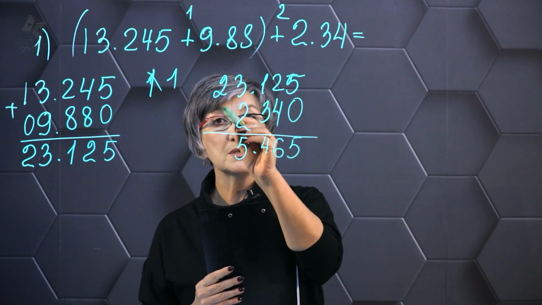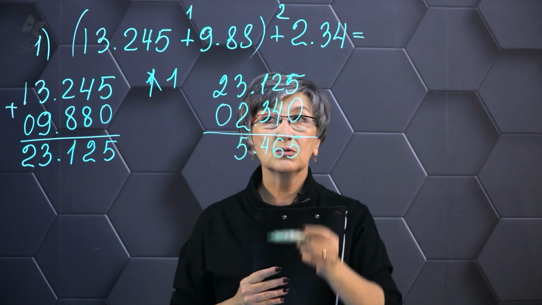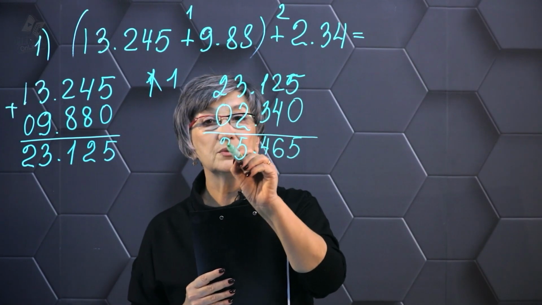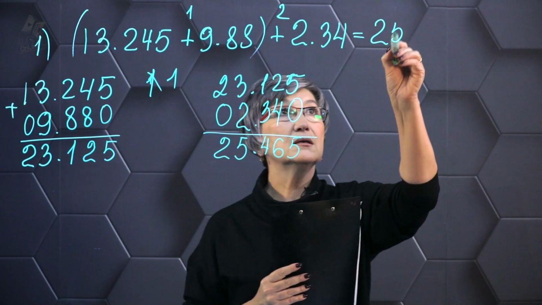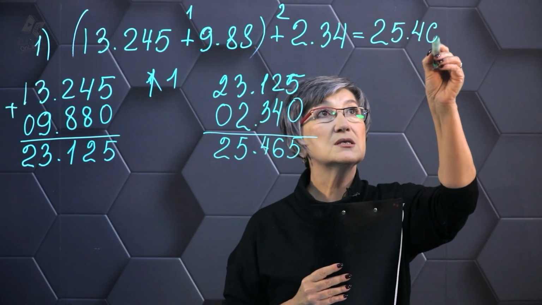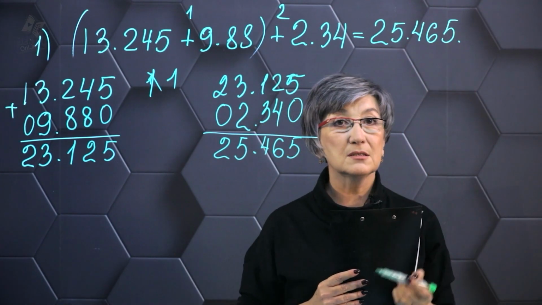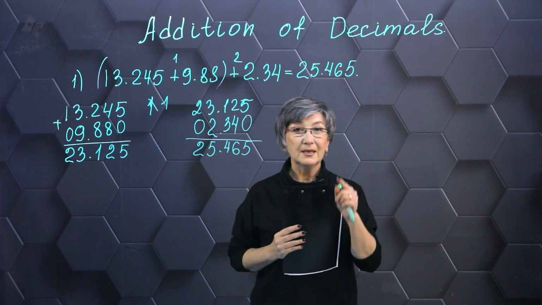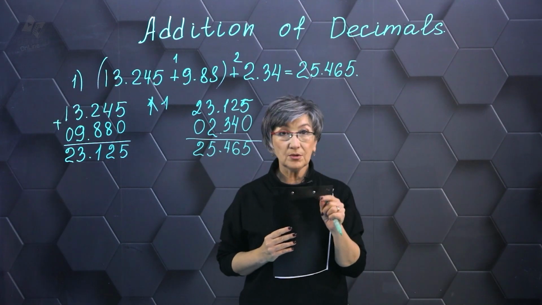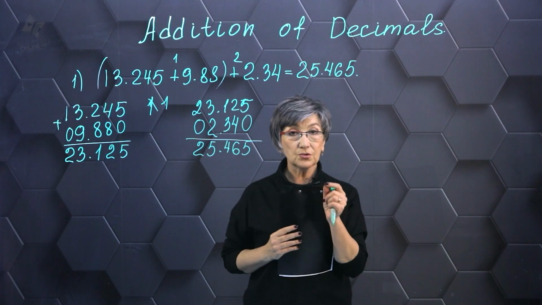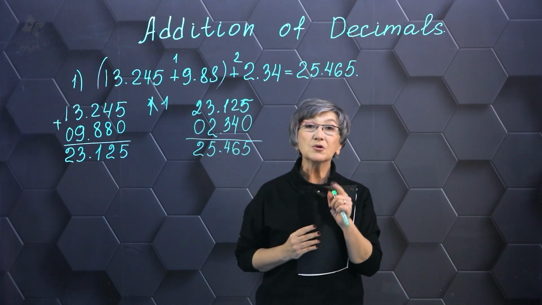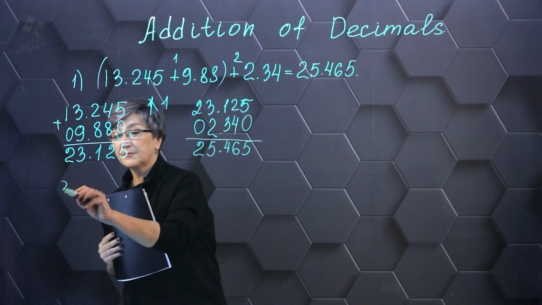Next, 3 plus 2 is 5. Again, I have no blank space, so I can safely write down 0. And 2 plus 0 would be 2. The resulting answer is 25 whole 465 thousandths. So guys, in order to add decimal fractions, you need to write the whole part under the whole part, the point under the point. And now let's look at another interesting example.